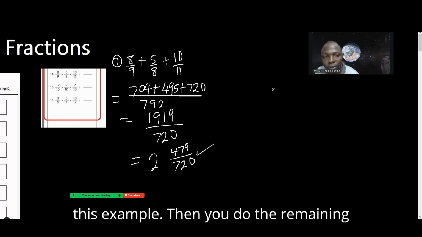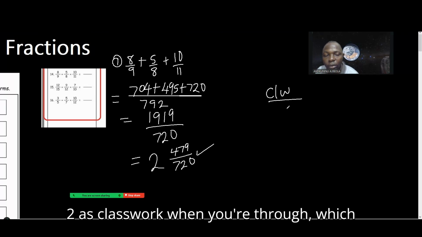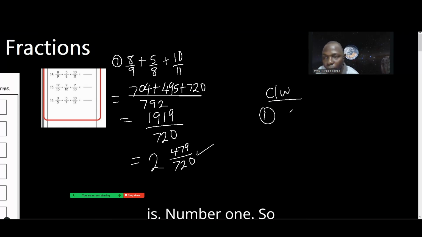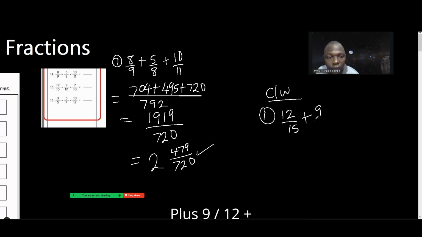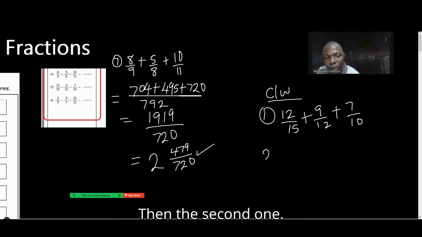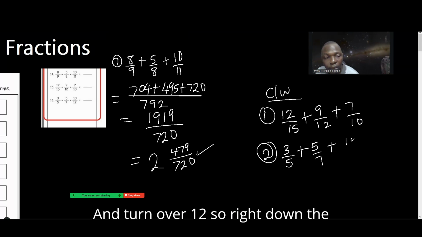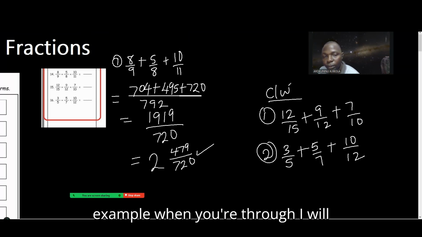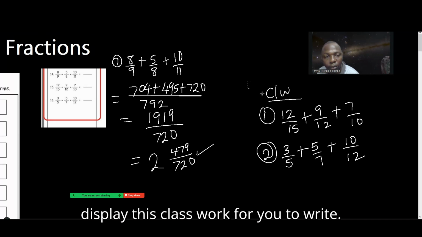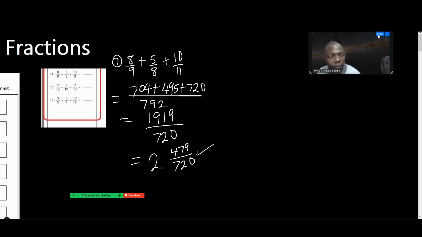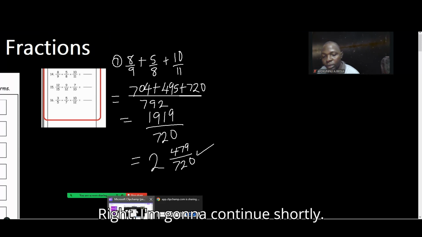Then you do the remaining two as classwork when you're through. Number 1, we have 12 over 15 plus 9 over 12 plus 7 over 10. Then the second one, 3 over 5, 5 over 7, and 10 over 12. So write down the examples quickly and do the classwork. When you're through, I will display this classwork for you to write. All right, I'm going to continue shortly.